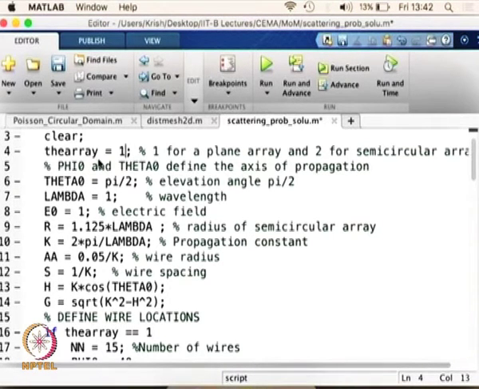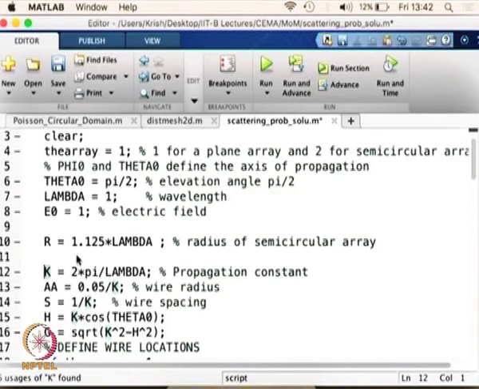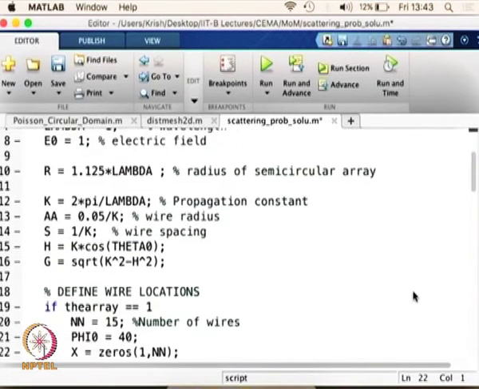If I want to choose a plane array I am going to choose the value 1, and the values of phi naught and theta naught are defined by the given incident angles. I am going to say that theta naught is pi by 2, so the elevation angle is pi by 2, and lambda is 1. I have taken the value of lambda as 1 meter, and the electric field amplitude E naught is going to be 1 unit, and based on that I can compute. We are not interested in R naught right now, because we are interested only in the plane array example. Depending on that we can compute the value of K, which is the propagation constant, and we can compute the wire radius and so on, and the wire locations.